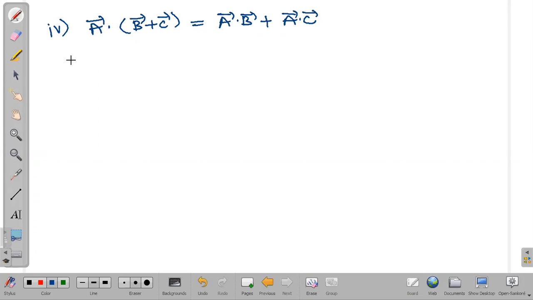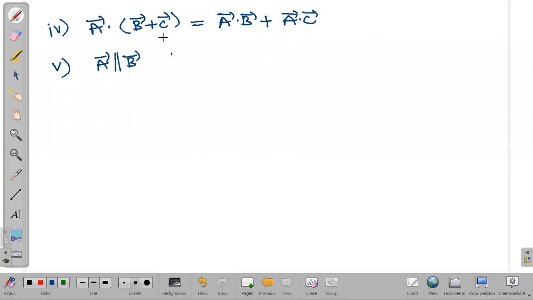And one more thing, if the given two vectors are parallel to each other, parallel to each other means what? If a bar and b bar are parallel to each other, what will be the angle between them?